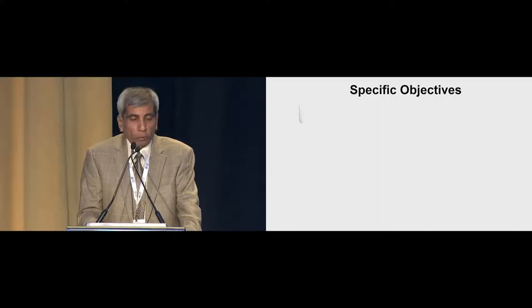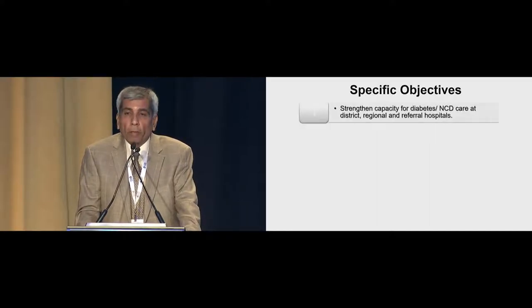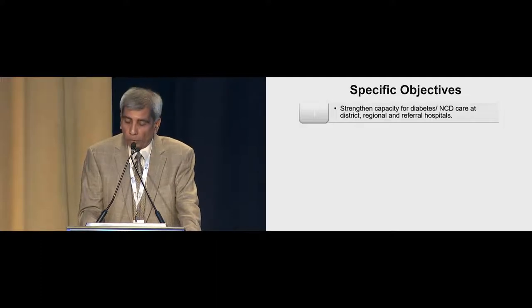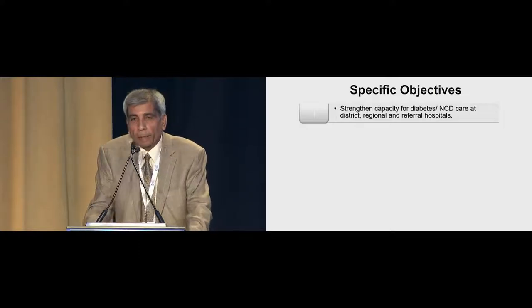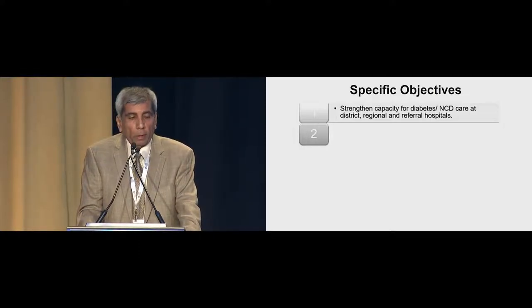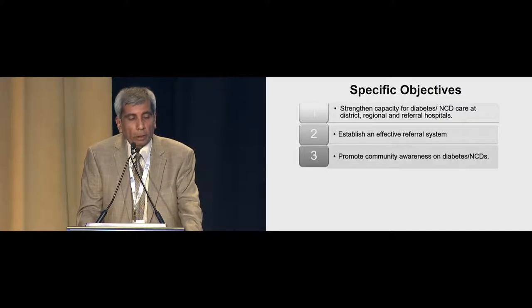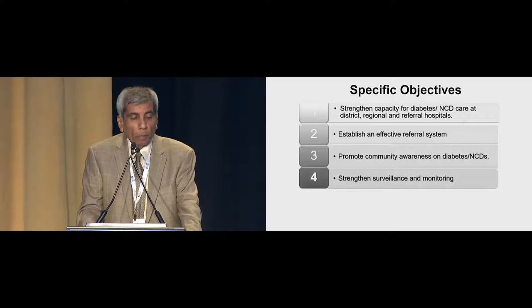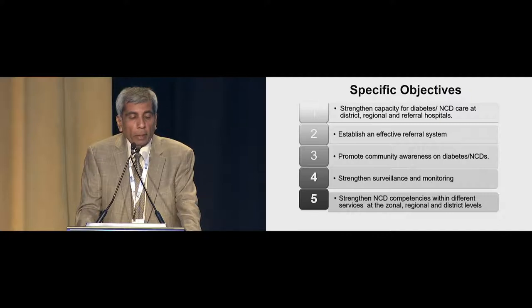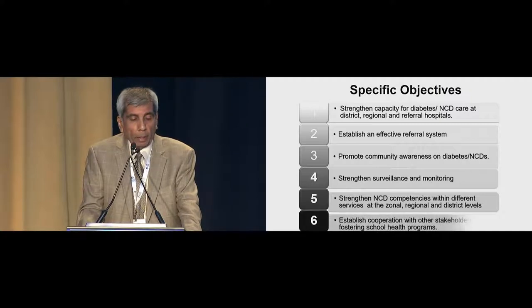If you look at the specific objectives of this program, basically we had to strengthen the capacity of NCD and diabetes at all the district, regional, and referral hospitals. And these were about 30 regional hospitals and 187 district hospitals with 4 major referral hospitals. Second objective was to establish an effective referral system from lower levels of care to higher levels of care, depending on the conditions which are there. Improve the community awareness of the NCDs in the target areas. Strengthen the surveillance and monitoring system with the data recording systems. Strengthen the NCD coordination within the different services at the zonal and regional level and have an integrated approach with infectious disease clinics. And finally, establish cooperation with other stakeholders, including the Ministry of Health and Ministry of Education, to implement the school health programs.